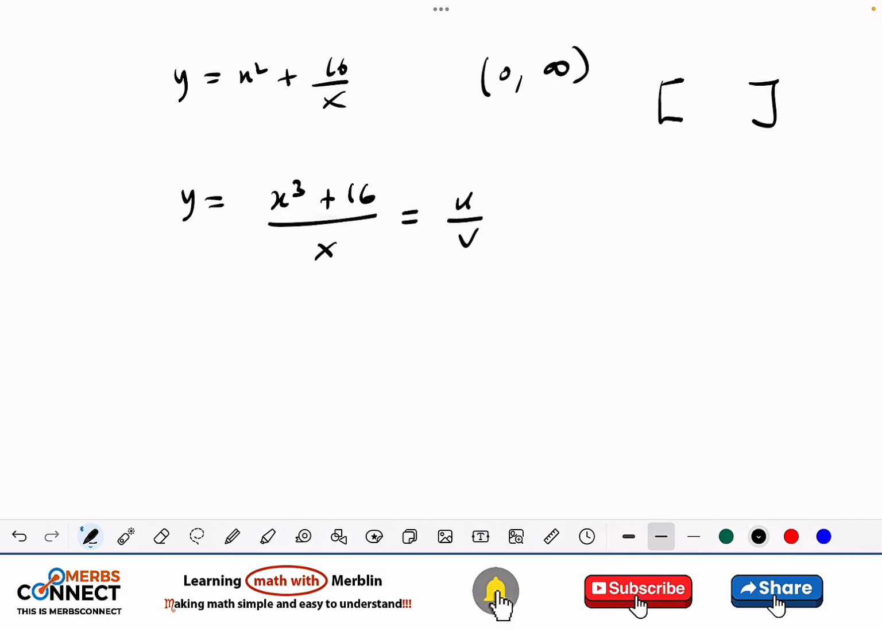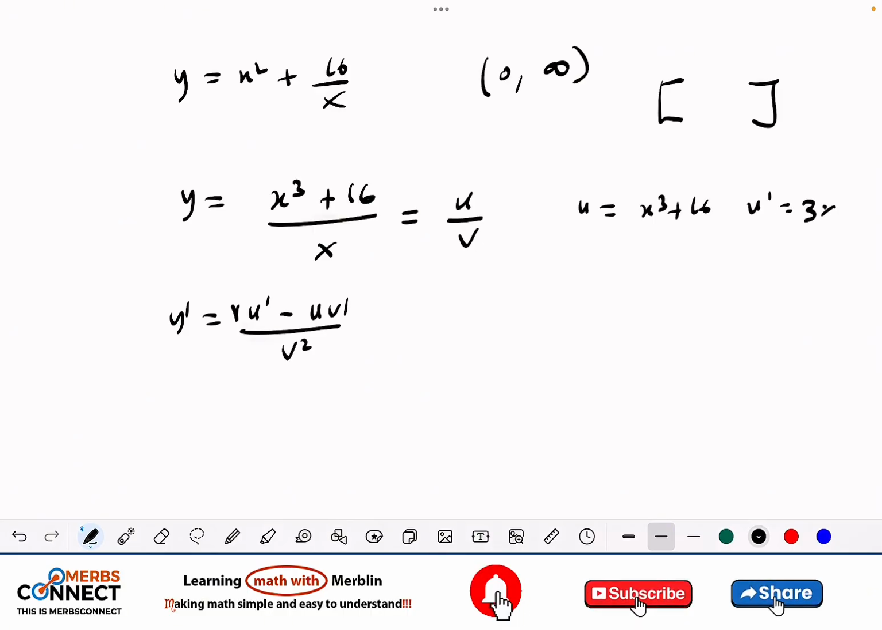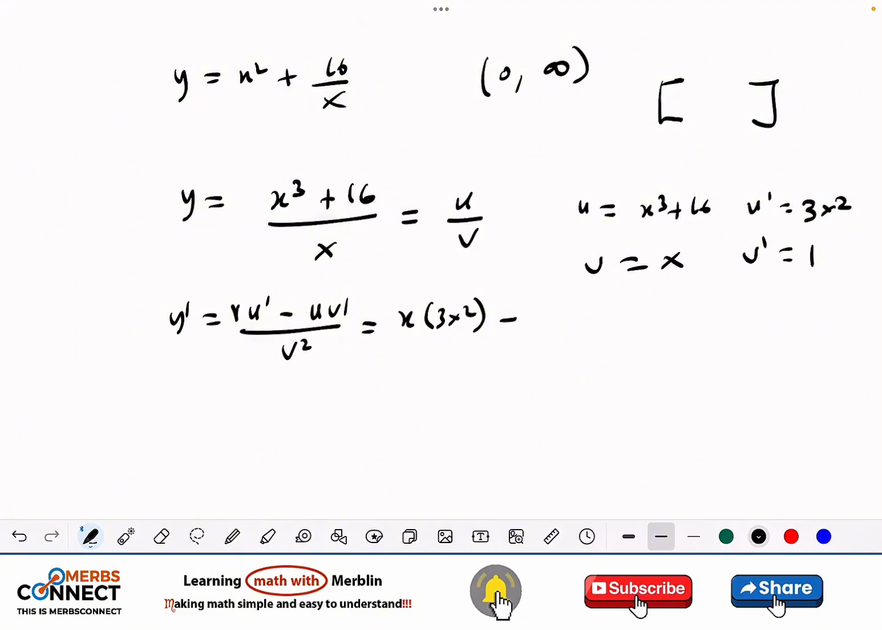So y prime should be (v u prime minus u v prime) divided by v squared. What is u? U is x to the power 3 plus 16, and u prime is 3x squared. V is x and v prime is 1. Let's find y prime. So v is x times u prime, which is 3x squared, minus u, which is x cubed plus 16, times 1, divided by x squared.